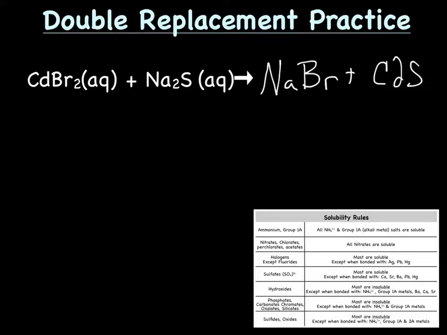Now we need to check and see solid or aqueous. So NaBr: Na is in group 1, bromine's also a halogen, and they're soluble. Soluble means aqueous, right? So it's aqueous. CdS, S is a sulfide. Most are insoluble, except when bonded with ammonium or group 1 or 2A metals. Well, cadmium is not a group 1 or 2A metal, so it's going to be a solid. So this time we have a reaction.